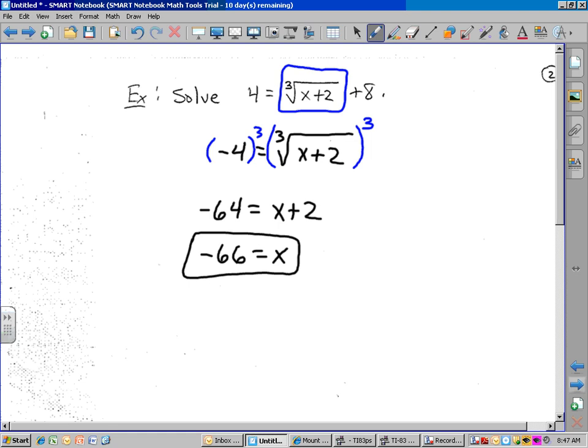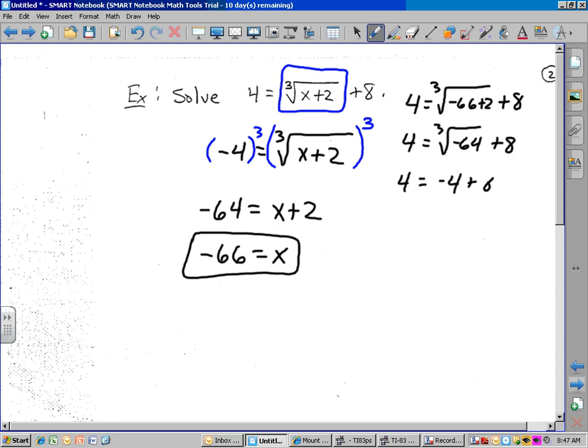Again, if we check our answer, we get 4 equals the cubed root of negative 66 plus 2. So 4 equals the cubed root of negative 64. The cubed root of negative 64 is negative 4. Negative 4 plus 8 is 4. This checks out. It's good. Negative 66 works.